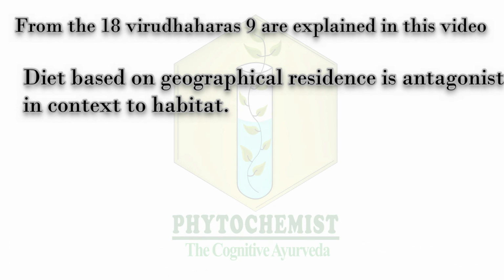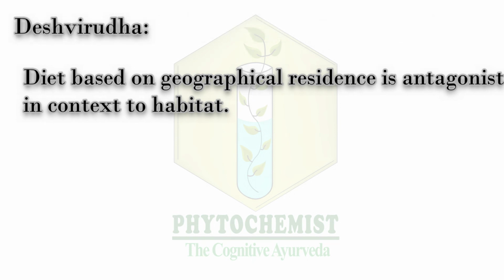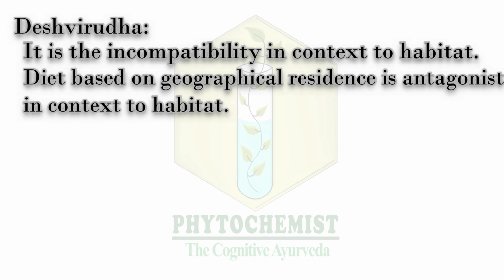In Ayurveda, 18 types of Viruddhahara are explained. But today we are going to look into the first 9 of those Viruddhahara. The first one is Deshaviruddha. In Ayurveda, Deshaviruddha is mentioned as incompatibility in context to the habitat.